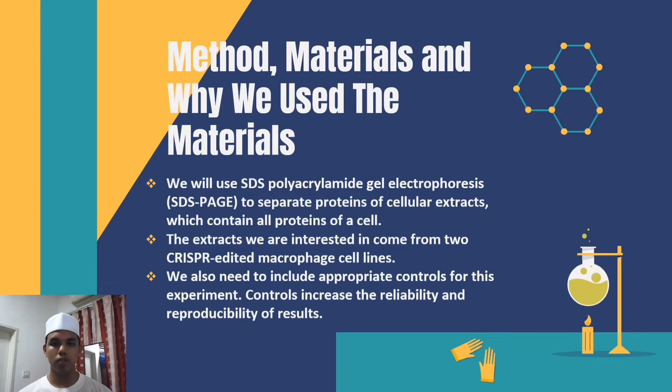Okay, for the method, the materials and why we use the materials. Firstly, we will use SDS polyacrylamide gel electrophoresis, which is SDS-PAGE, to separate proteins of cellular extracts, which contain all proteins of a cell. Next, the extracts we are interested in come from two CRISPR-edited macrophage cell lines. We also need to include appropriate controls for this experiment. Controls will help increase the reliability and reproducibility of results.